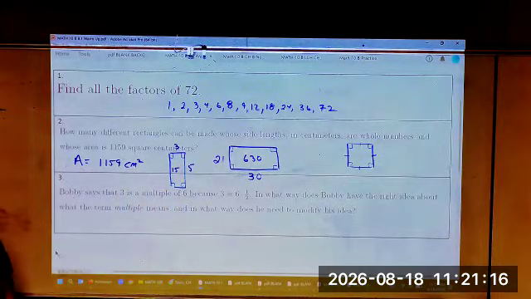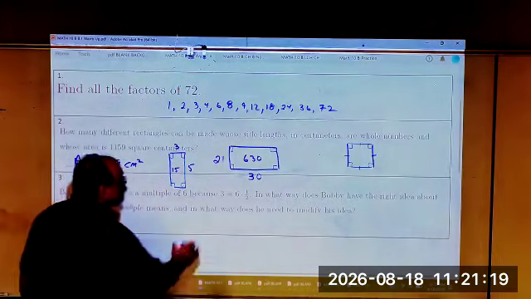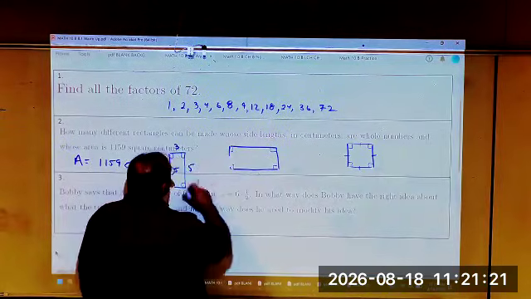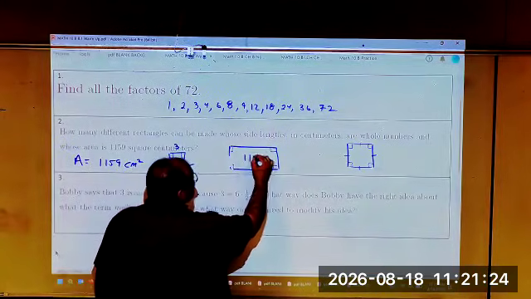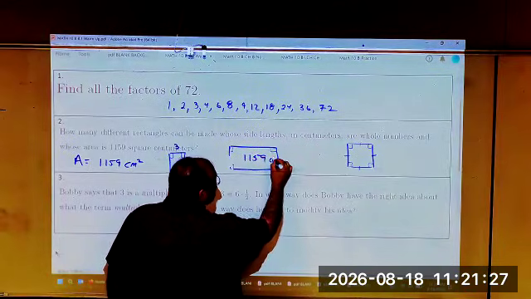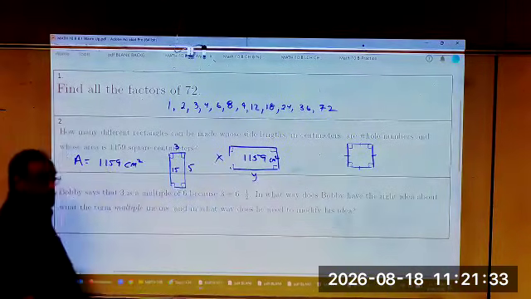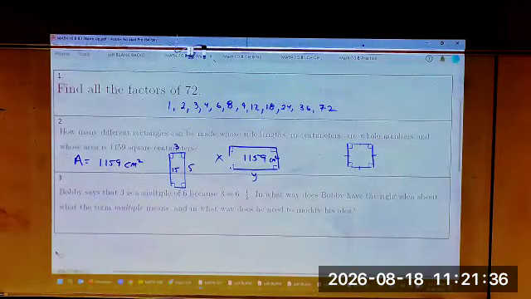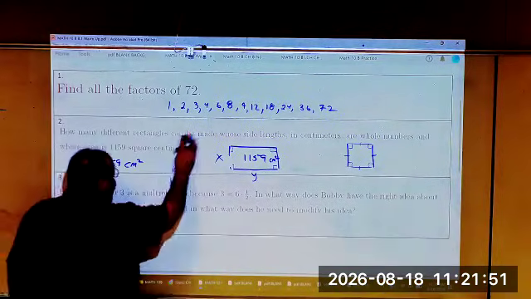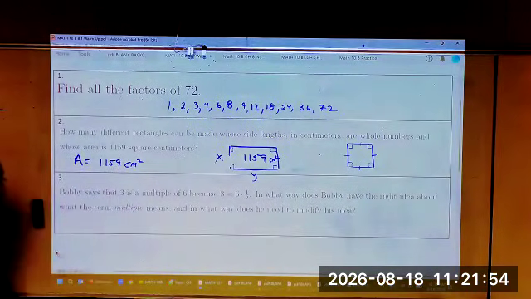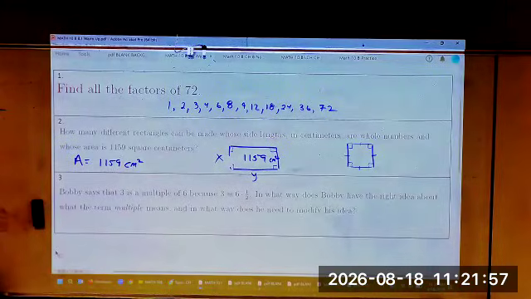Well, we want to know how many different rectangles can be made if the area is 1,159 square centimeters, and we don't know the length or the width. We just basically have to figure out what times what are the factors of 1,159. That's all that you're being asked to do. What are the whole number factors, or the nice numbers that go into 1,159? So, first of all, it's not even, so 2 won't work. Well, the first answer would be 1 times 1,159.